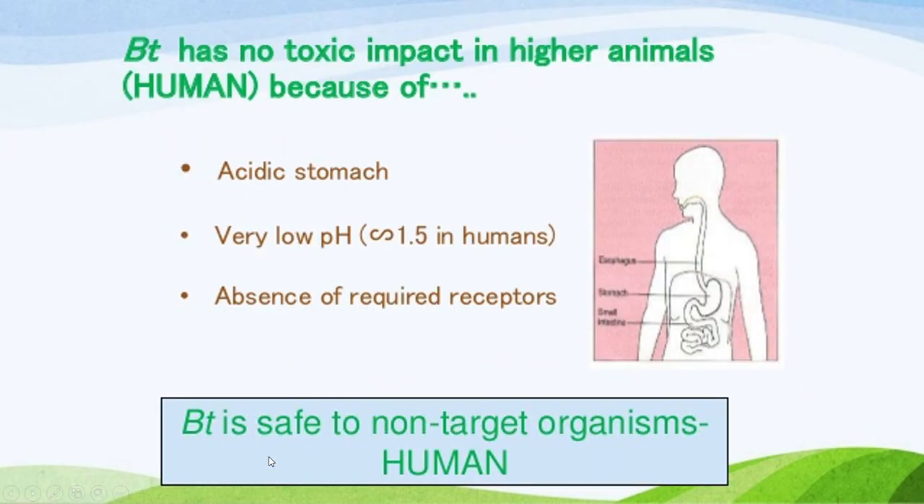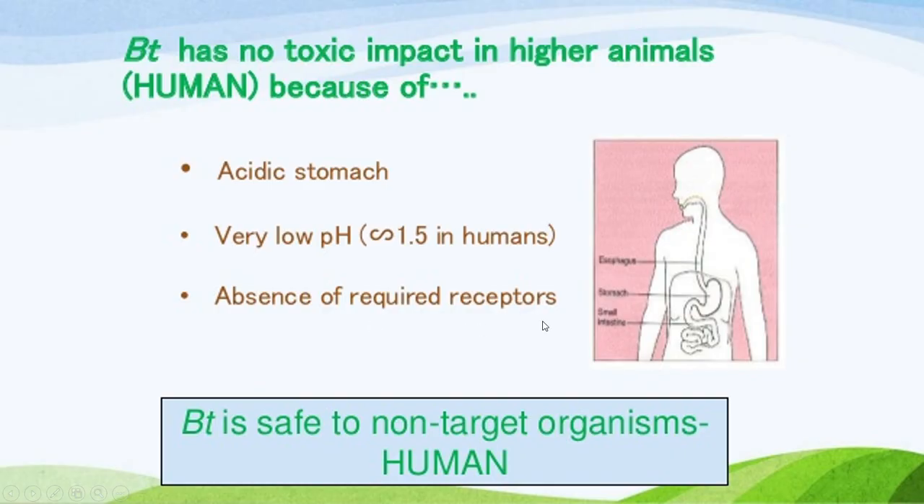How about in the case of human beings? BT toxin has no toxic impacts on higher animals including human beings. The major reason is that we have an acidic stomach. We have a very low pH, around 1.5 in humans. And this toxin requires alkaline pH for activation, which is there in the insect gut. Similarly, we humans don't have the required receptors for the toxin. So basically we don't have receptors for binding of these insecticidal crystal proteins.